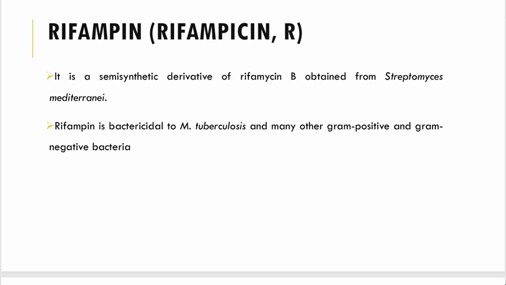Then the next drug we will be covering is rifampin, that is nothing but rifampicin. It is a semisynthetic derivative of rifamycin B obtained from Streptomyces mediterranei. This rifampin is bactericidal to M. tuberculosis. Bactericidal is nothing but it shows a killing action towards the tubercular bacilli and other gram positive and gram negative bacteria. So we are talking about rifampin, that is rifampicin, a semisynthetic derivative of rifamycin B, which is obtained from Streptomyces mediterranei.